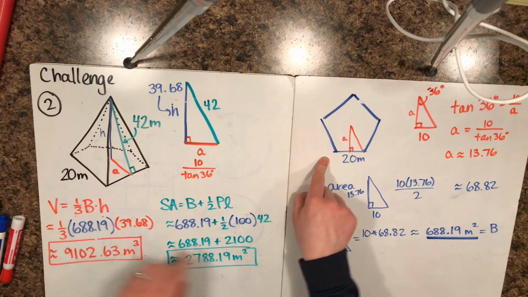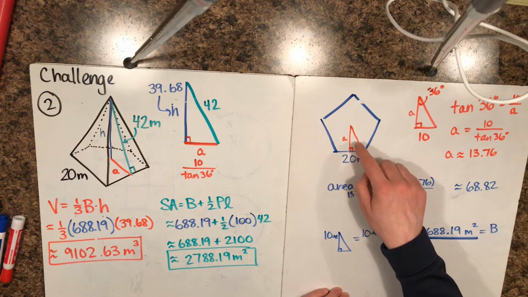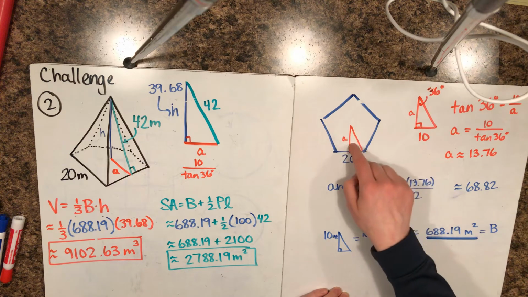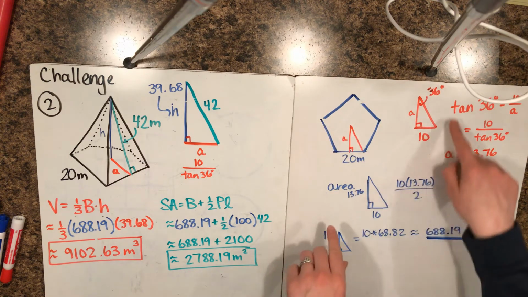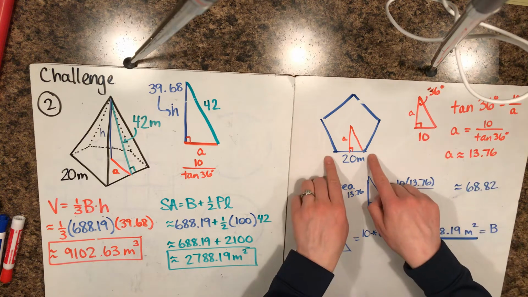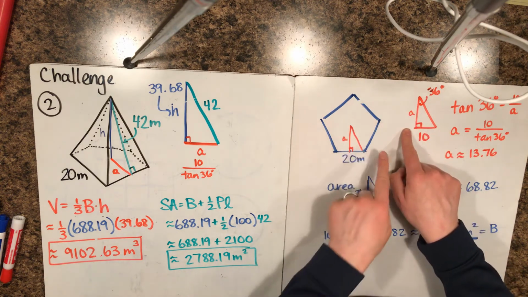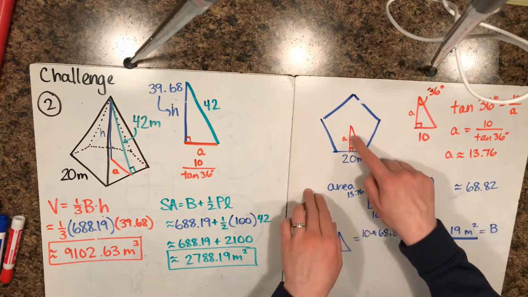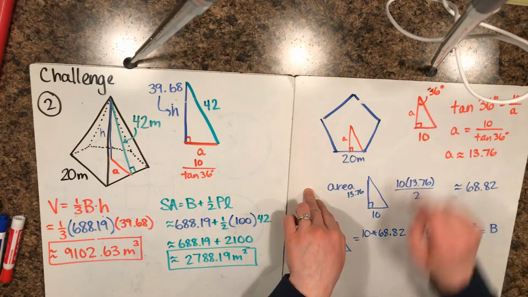So if you recall, I drew in this little triangle, okay, and I remembered that there would be 10 little triangles that made up the entire pentagon. So I redrew that triangle over here. I took half of 20 to get 10. A stands for the apothem, okay? And 36 degrees came from 360 total divided by 10 triangles to get 36.